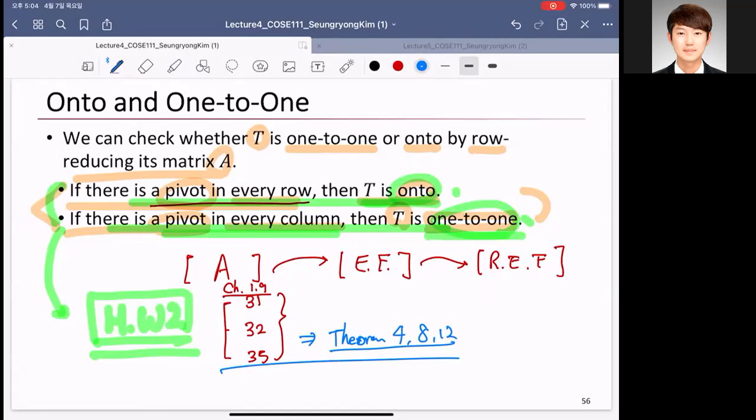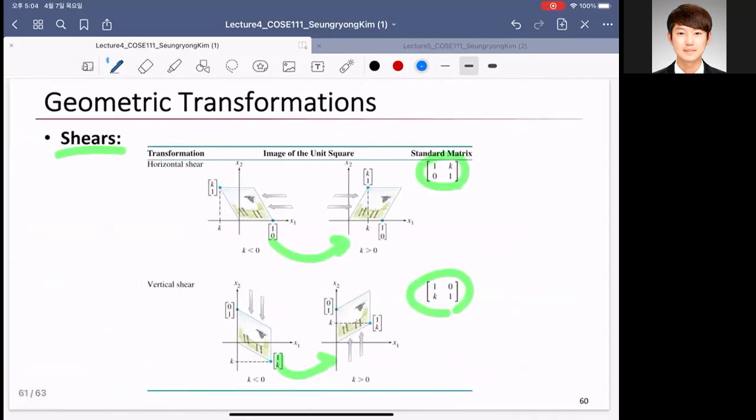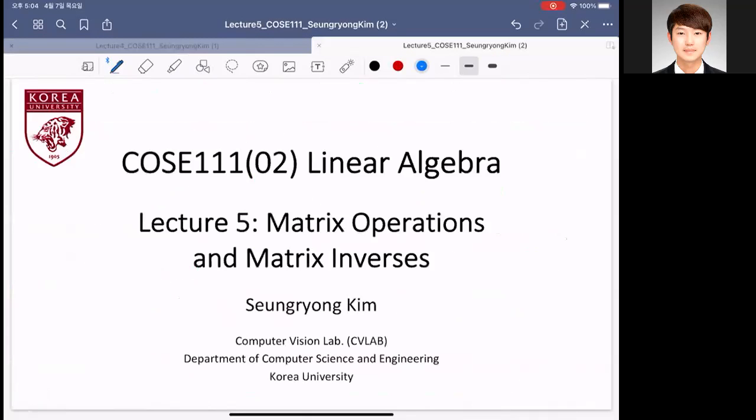Okay, then let's move to the next chapter. That was the geometry of transformations. Now let's move to chapter 2. From now on, we will work in the matrix domain, and we will do many things in the matrix domain. To understand this, we have to start with matrix operations, right?